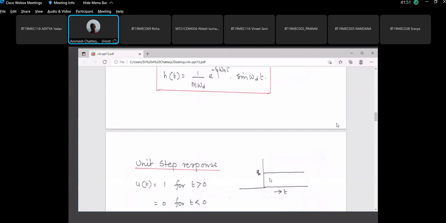So unit step excitation is a reference. In practice, a step excitation can have any value. But for mathematical work, we always work with unit height, and we call it unit step excitation. Under unit step excitation, whatever response a single degree of freedom system acquires, we call it the unit step response. So, can you find the response under unit step excitation?